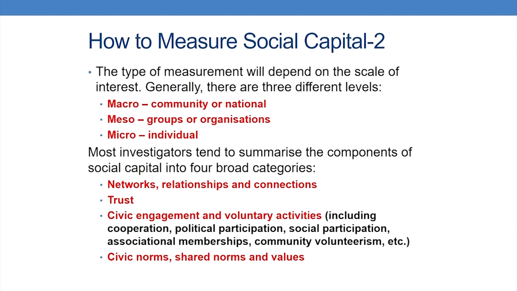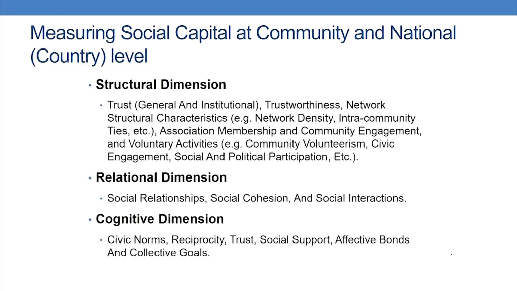And fourth, civic norms, shared norms and values. Now, let us look at each of them one by one. Let us look at this first, measuring social capital at community and national level. When we are trying to measure social capital at the community or the national level, there are three dimensions. There is a structural dimension, there is a relational dimension, and there is a cognitive dimension.